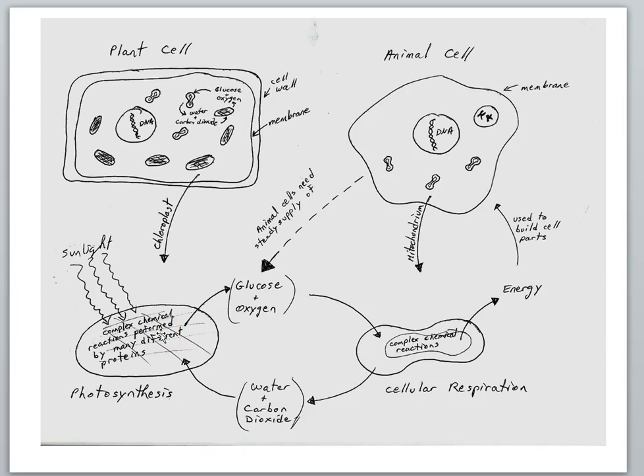So in a sense, then, plants and animals are engaged in this cycle. What the chloroplasts are producing are the starting materials for the mitochondria. What the mitochondria end up producing as waste are the starting materials for photosynthesis. So plants are producing the starting materials for the animals, and animals are releasing as waste the starting materials for the plants.